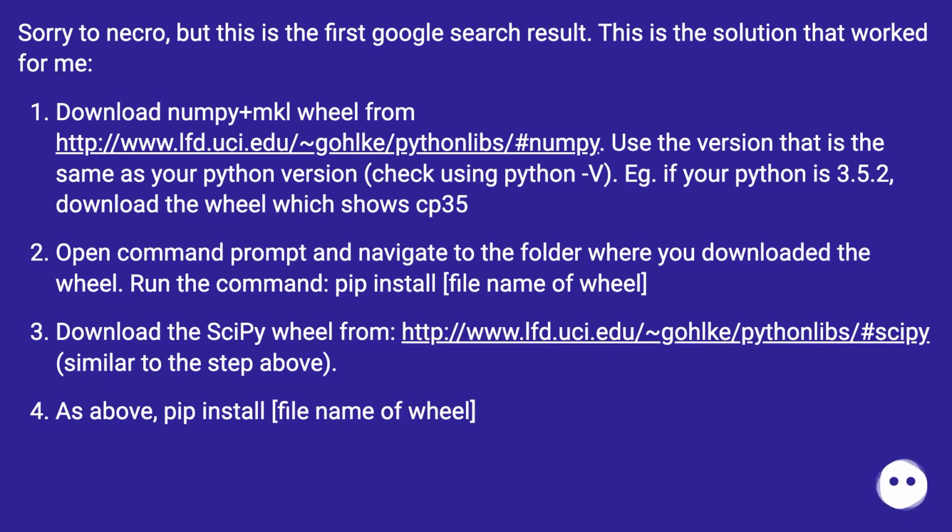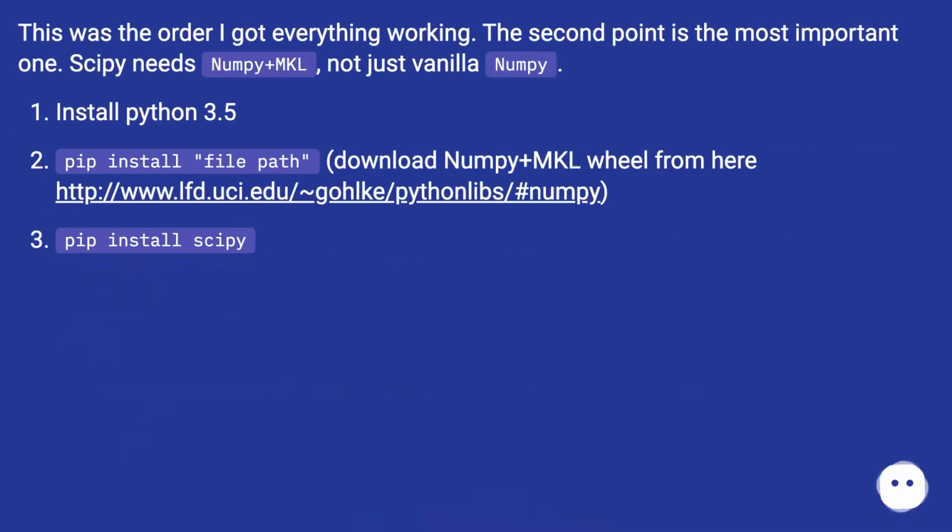Download the Scipy wheel from this URL, similar to the step above. As above, pip install the file name of the wheel. This was the order I got everything working. The second point is the most important one. Scipy needs numpy plus MKL, not just vanilla numpy. Install Python 3.5. Pip install file path, download numpy plus MKL wheel from here, this URL. Pip install Scipy.